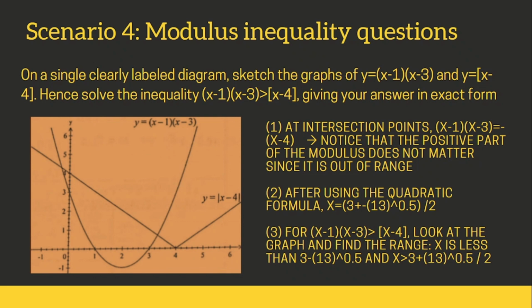And so for this question, in order to find out when your quadratic graph is essentially greater than your modulus, you have to look at the intersection points and look before and after. So notice that the positive part of the modulus does not matter since it's out of range. Then after using the quadratic formula or using your GC, you will find that x equals 3 plus minus root 13 over 2. So for (x minus 1)(x minus 3) is greater than the modulus of x minus 4, look at the graph and find the range.